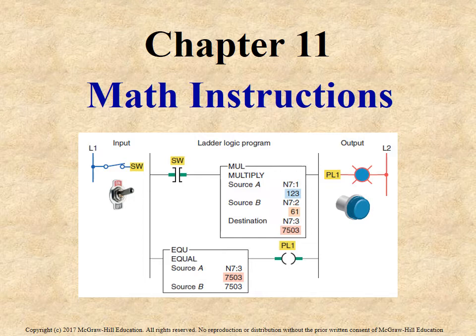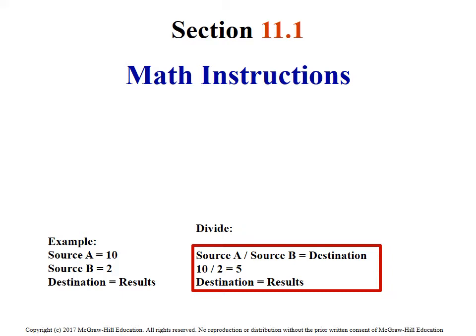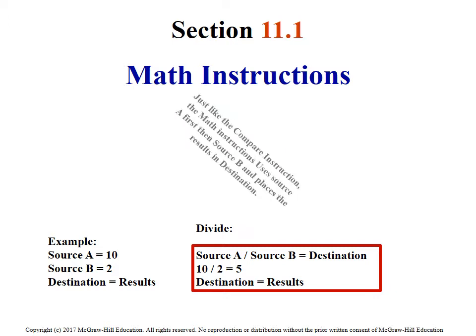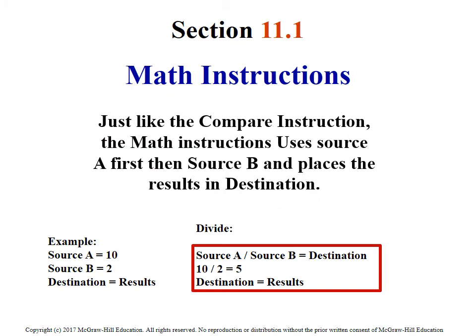So talking about math instructions. A math instruction, we've got the source A and source B, and usually a destination. What that infers is that, like the comparison instruction, it's always A, then B, and with the results in destination. What does that mean?